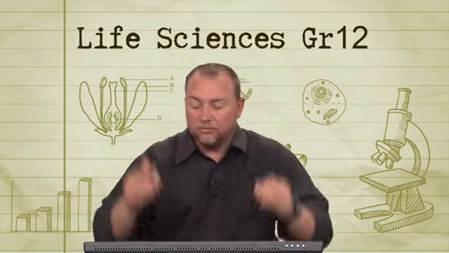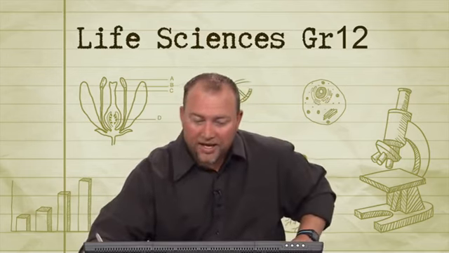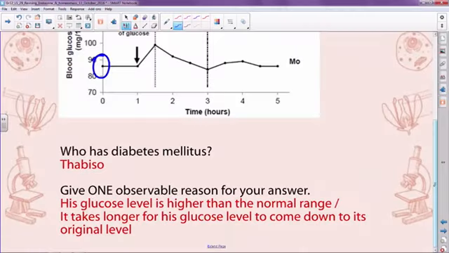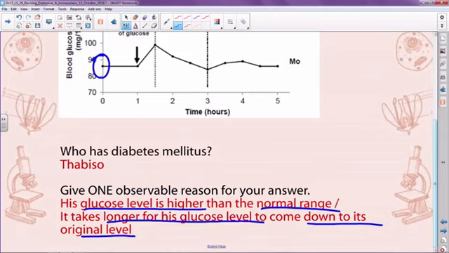Exactly like I said. First of all, he starts off, his glucose levels are a lot higher than the normal range. That's the first one. The second thing is it takes longer for his glucose levels to come down to its original level. So that's the whole point. Okay, there are the two facts. You can see it on the paper, so everything is fine.